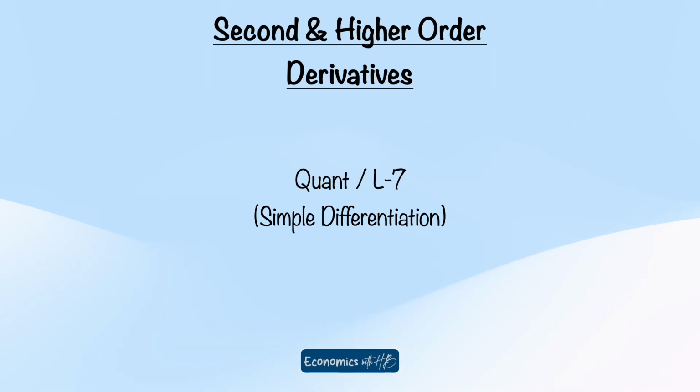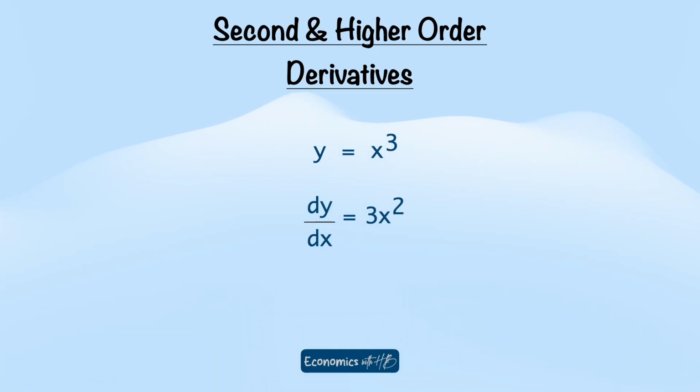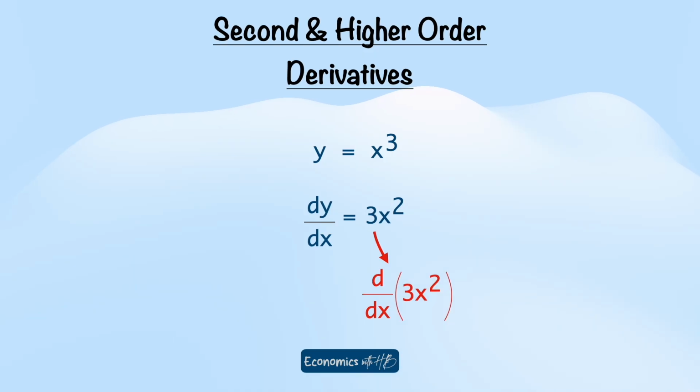We have learned how to differentiate a function once. But what if we differentiate the derivative itself, which is obtained after the first differentiation? Like if y is equal to x cube, we differentiate it once to get dy by dx is equal to 3x square, right? Can we differentiate 3x square again?